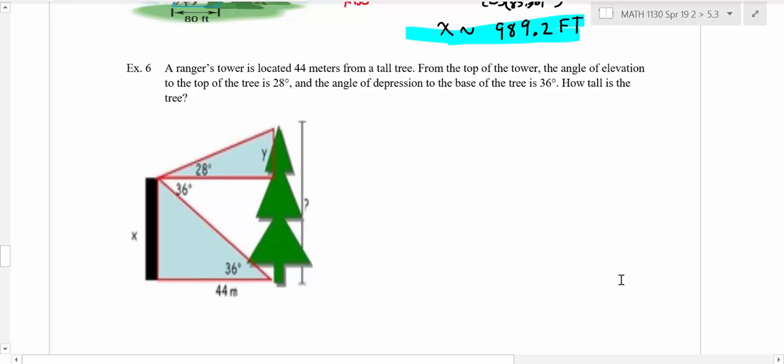So this one right here, I've given you this diagram. It says a ranger's tower is located 40 meters from a tall tree. This would be the tower right there, and it's 45 meters from the tree. And then from the top of the tower, so the ranger's on the top of the tower, measures the angle of elevation to the top of the tree to be 28. Okay. And then the angle of depression, that would be looking down towards the bottom of the tree, would be 36 degrees. Okay, now what we're going to do is find how tall the tree is.